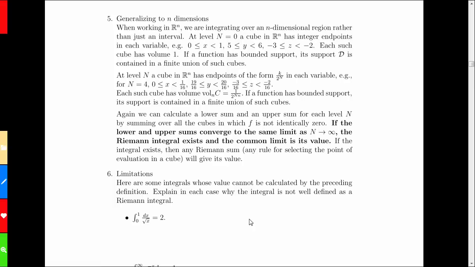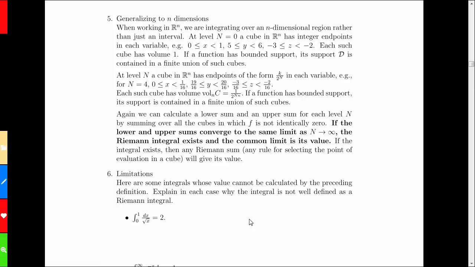The textbook is full of problems where you have to show that this convention makes no difference to the value of the integral. I'm going to stay away from these. I will try very hard never to give a problem which relies on your knowing that these intervals are closed at the lower end, open at the upper end. The support of the function, which I denote by a very fancy looking capital D, in TeX this is \mathcal, cal for calligraphic. If a function has bounded support, this support is going to be contained in a finite union of such cubes.